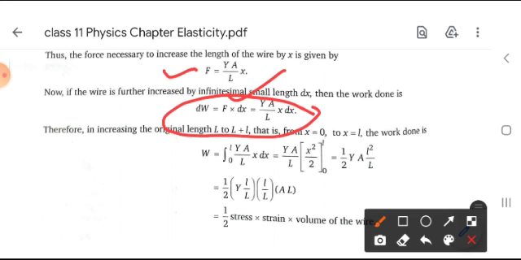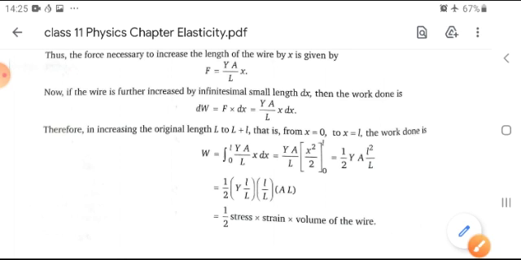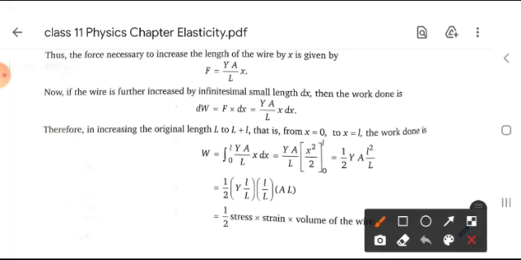After integrating with the limit x equal to 0 to x equal to L, we get here W is equal to integral 0 to L of YA upon L x dx, because this is a function of x. YA upon L is constant, so it is taken outside. After integrating the value of x, we get x square by 2 here, and applying the limit 0 to L, we get 1 by 2 YA upon L into L square.